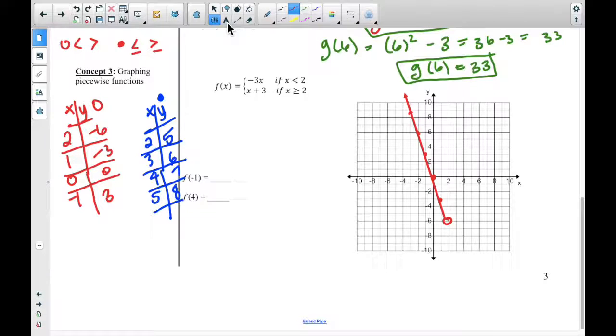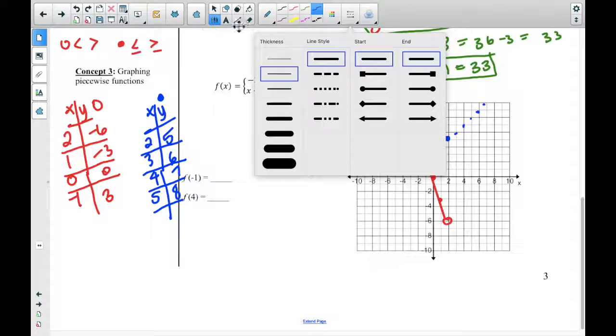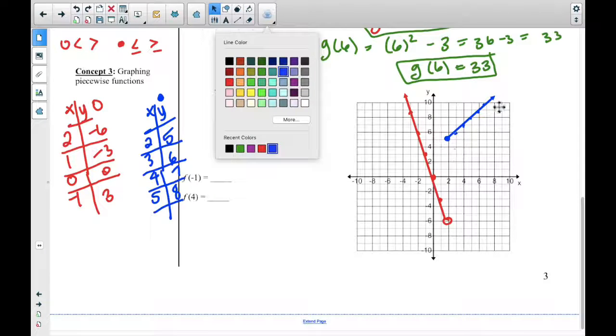Okay, let's talk about the other line. The other line starts at (2, 5), and this time it has a solid dot because it's equal to, and then (3, 6), etc., etc. This time we have a slope of 1, and so again, when I connect these, it's going to look like this. I have a solid dot, I have a slope of 1, and it's going forever in this direction.